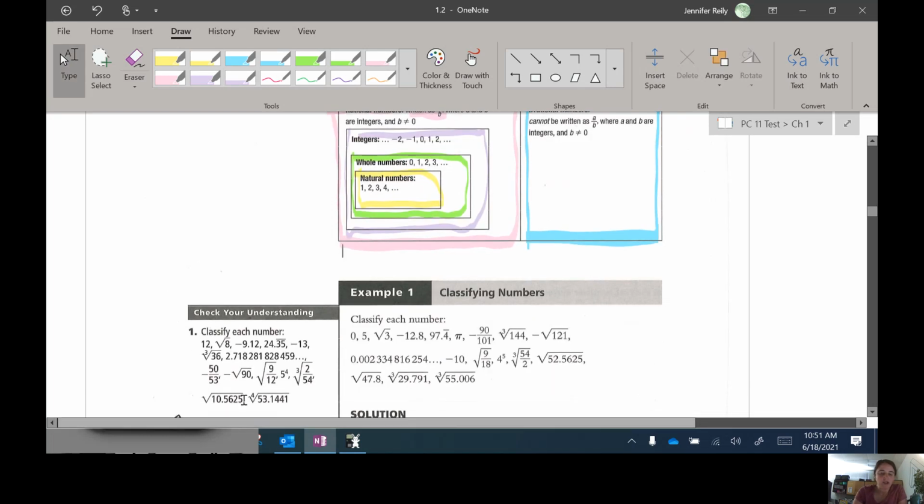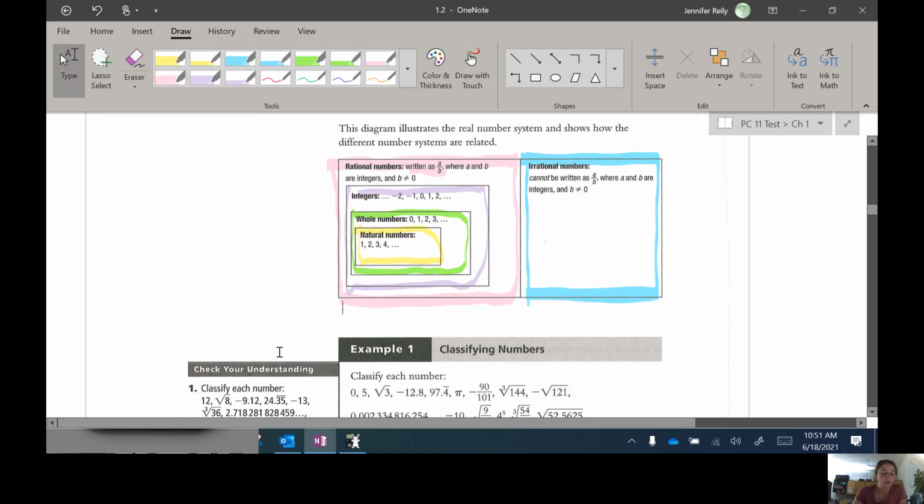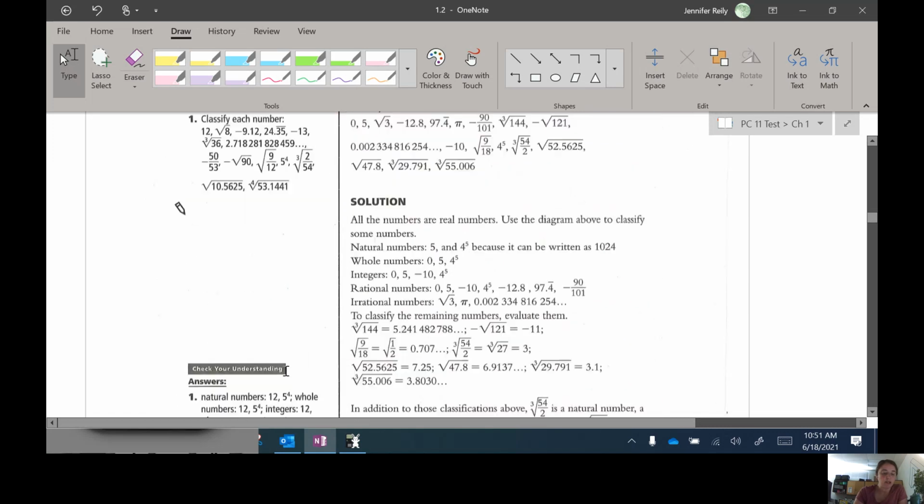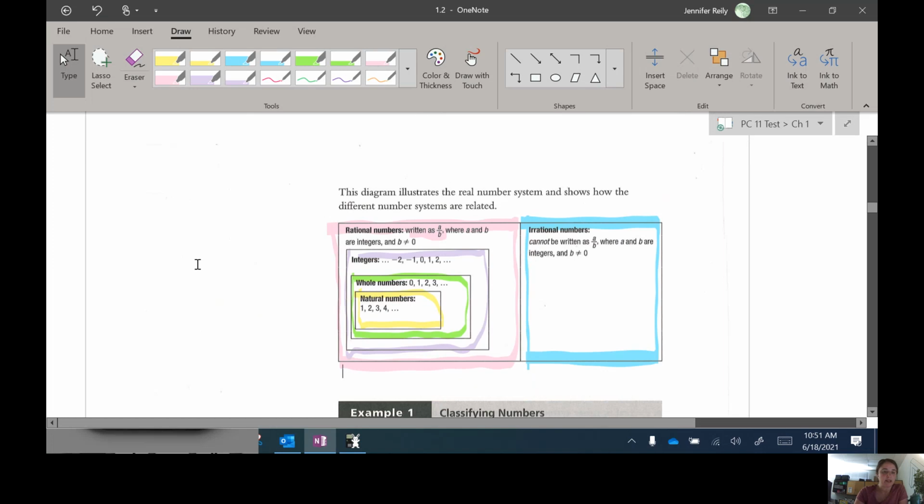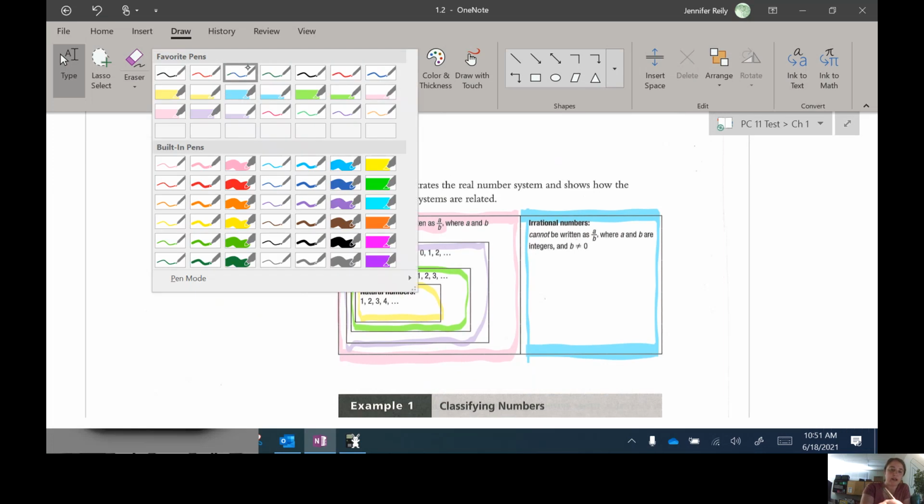Okay, so this check your understanding question says classify each number. It gives us a bunch of numbers, and then we have to decide which category each goes in. I'm not going to do every single one, but I'll go through at least 6 or 7, and we'll do them together. Let's start with the first one on the list, 12. There's not much room down here, so I'm going to use some of this blank space up here to do this work.